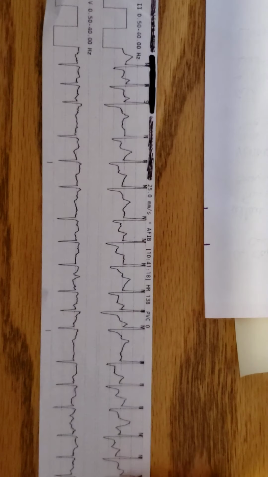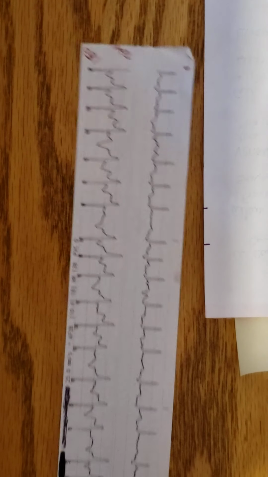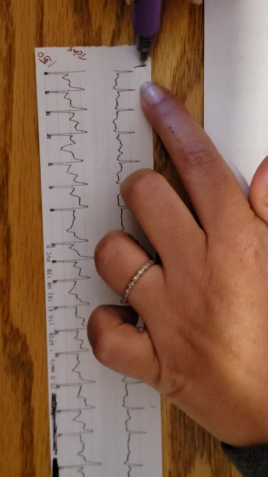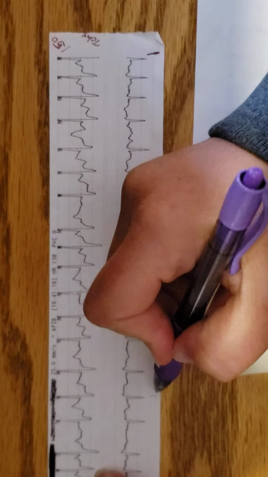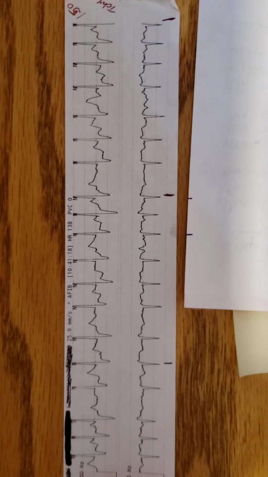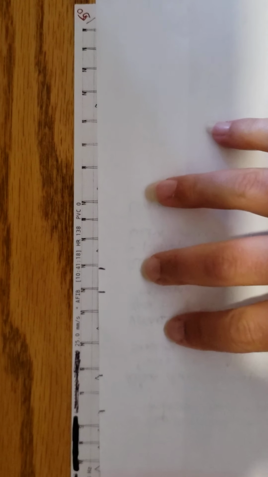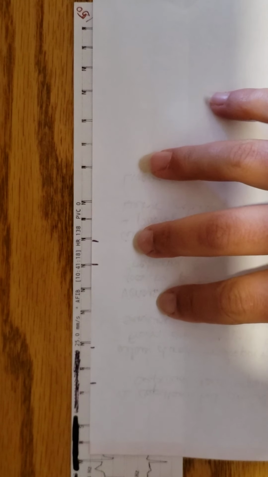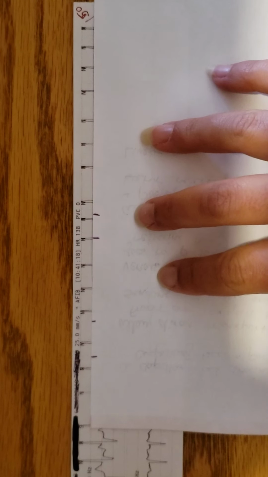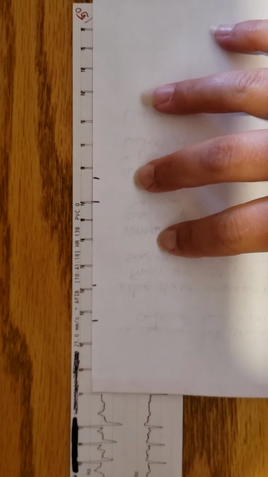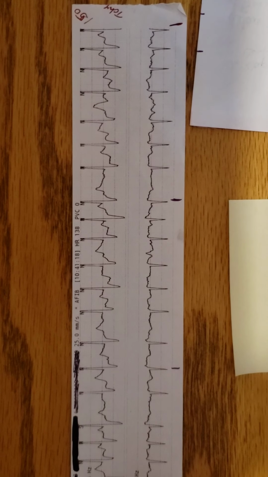So let's do another one real quick. All right, so we got this little trace in here. We really have a total of 6 seconds here. You've got this 1, 2, and then 3. Okay, so let's start off by looking at our R to R interval. Pick any one you want. We'll start here. It is close on that one, way off on that one, way off on that one, way off on that one, way off on that one. So this is irregular.